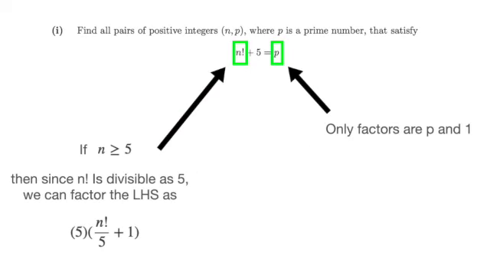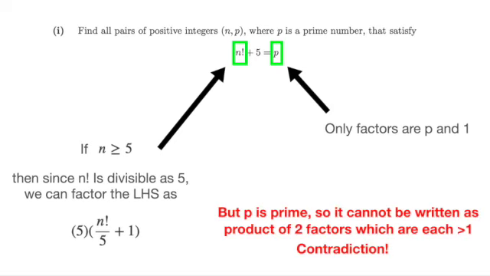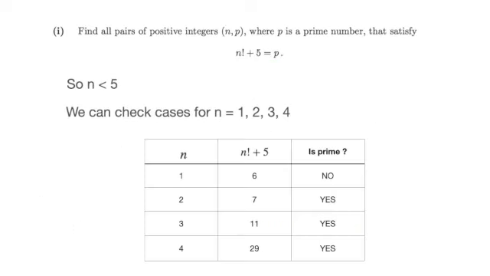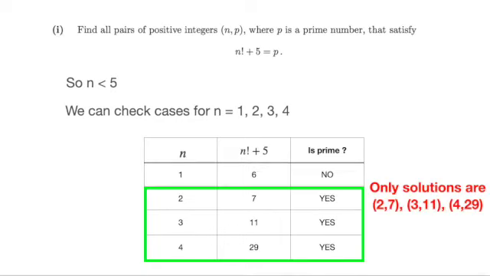Let's see what values n can take, given that p is a prime number. If n is an integer equal to or bigger than 5, then n! would definitely be divisible by 5, and we could then factor the left hand side into two non-trivial factors, one of which is 5 and another of which is bigger than 1. This violates our assumption that p is prime, creating a contradiction. Therefore, we must have n less than 5, and by checking cases for n equals 1, 2, 3 and 4, we see that 3 of these cases actually work. We obtain the pairs of solutions (2, 7), (3, 11), and (4, 29).